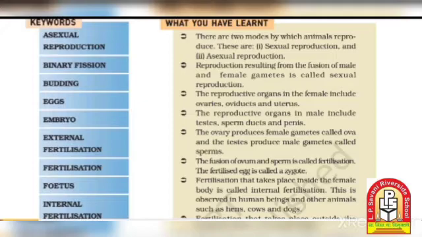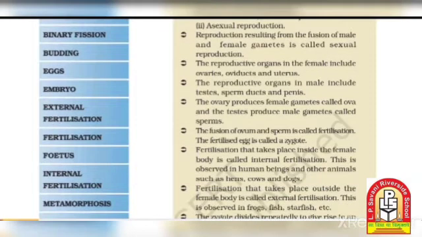Reproduction resulting from the fusion of male and female gametes is called sexual reproduction. So sexual reproduction is the process between the male and female, and then after it produces their child, and the child has the same characteristics as his father and mother.